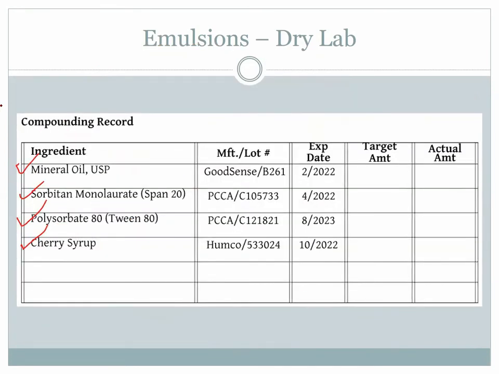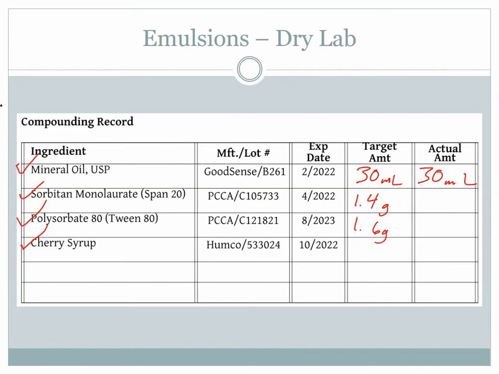So let's just fill out our compounding record though. So let's be clear on that. So under mineral oil, what are we going to use? Our target amount we said was 30 milliliters. And since it's a liquid, we can have that be our actual amount. Okay. We said our Span 20 is going to be 1.4 grams. Our Tween 80 is going to be 1.6 grams.